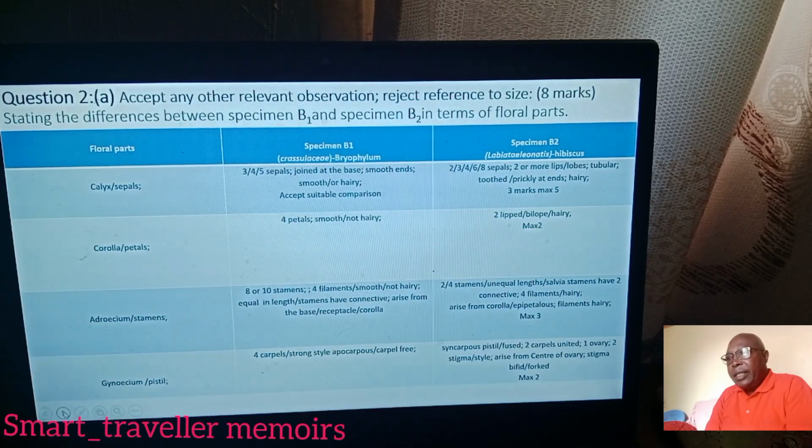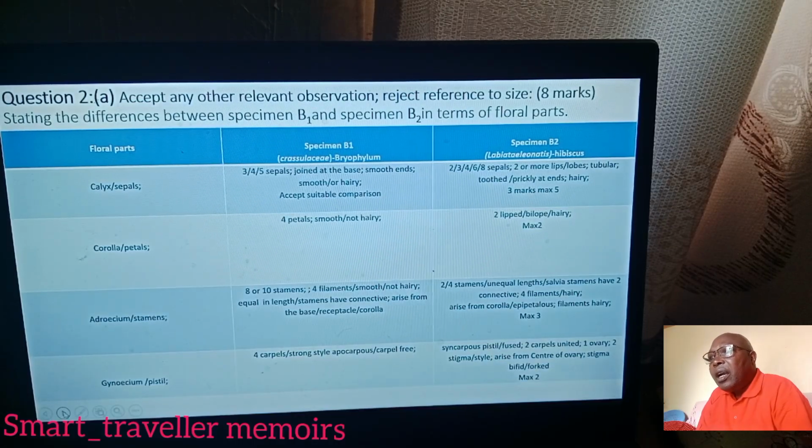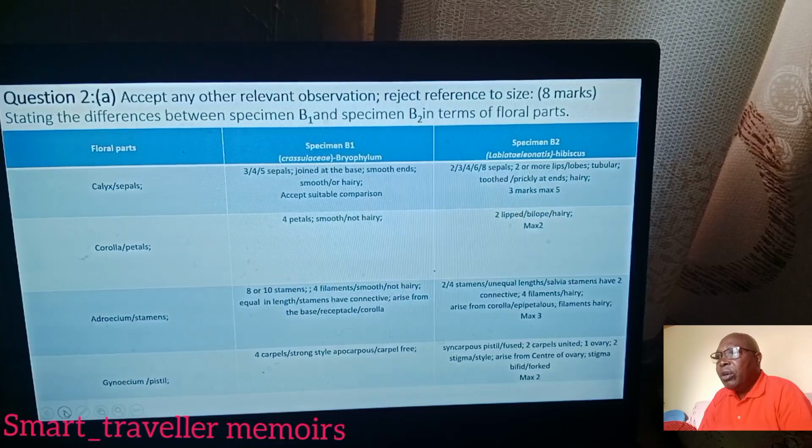Ladies and gentlemen, let's now come to question 2A, where you accept any other relevant observation, but you reject reference to size. And here we are stating the differences between specimen B1 and specimen B2 in terms of floral parts. We start with the calyx, which is made up of sepals. We have 3 or 4 or 5 sepals, which are joined at the base. They have smooth edges, or smooth or hairy.